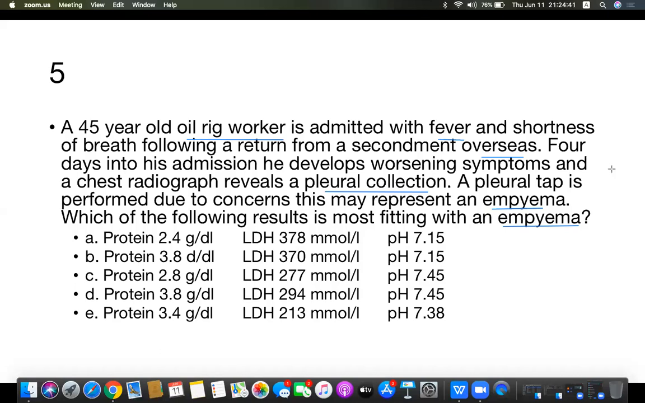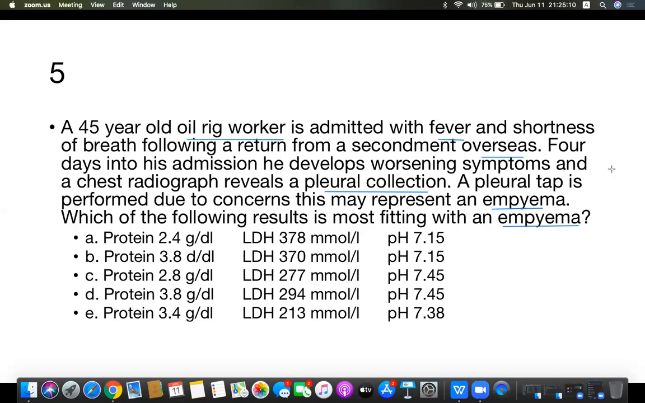Usually that pH is less than 7.2. This is one very important point. Another one, the protein level should be very high, because this is an even worse situation than exudate. There is frank pus present in the pleural cavity. And another one, the LDH level should be more than 200.